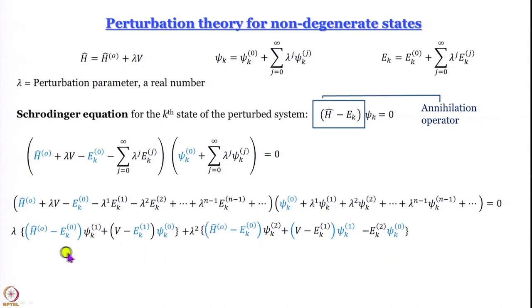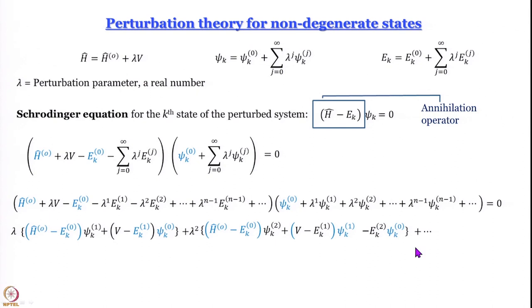So, you see what is emerging as a trend is that the first term has the same operator and it operates on the nth order correction to the wave function, where n is the exponent to which lambda is raised. The second term is v minus E k first operating on, well, here it is psi k 0th, here it is psi k first. So, well, 1 is 2 minus 1 and 0 is 1 minus 1. So, again this is exponent minus 1, and then you have this summation.